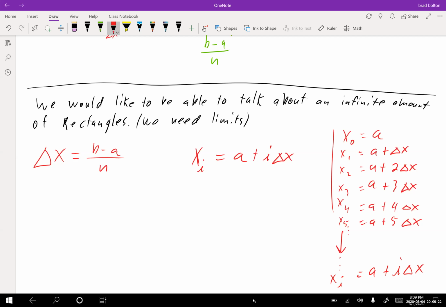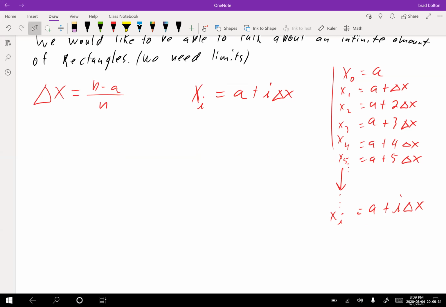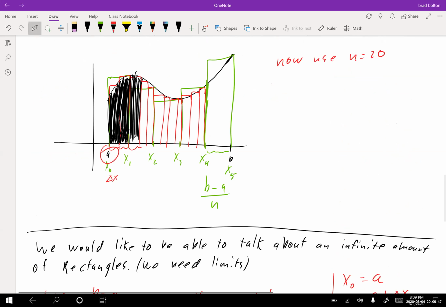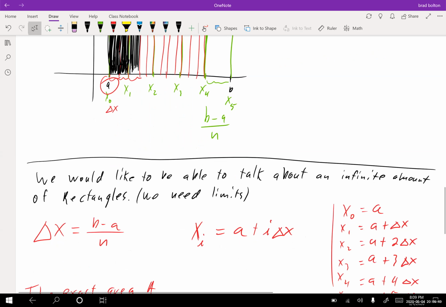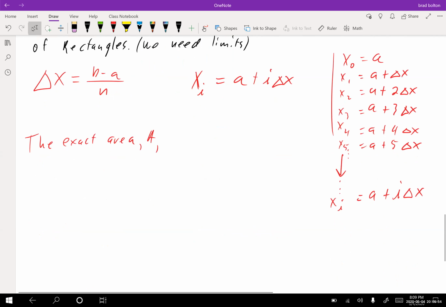So the Riemann sum takes all of these ideas, these rectangles, but it doesn't just use rectangles. It could be many things that you add up. But the idea behind it is the exact area A. Right now, these are estimated areas, right? But what if we had an infinite amount of rectangles? They would no longer be estimates, they would be exact. So that's what we're trying to work with here.